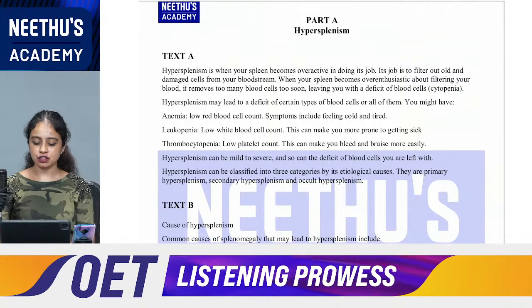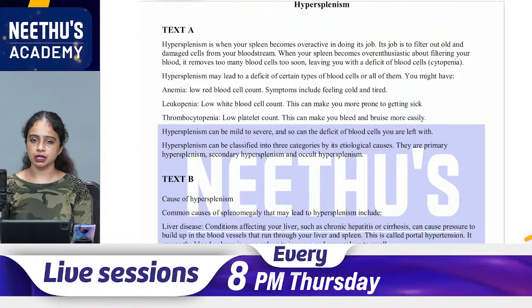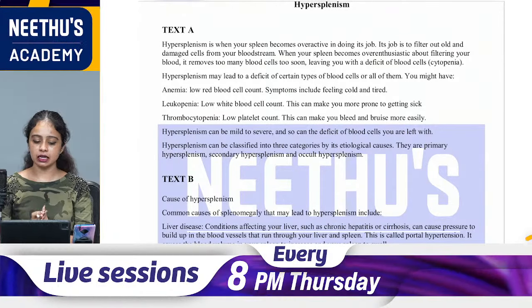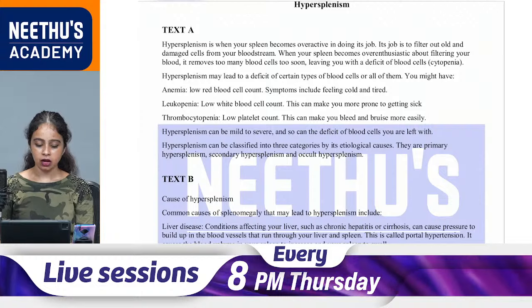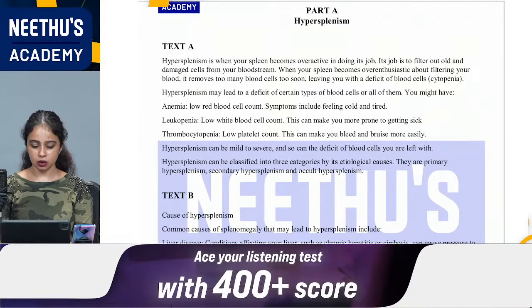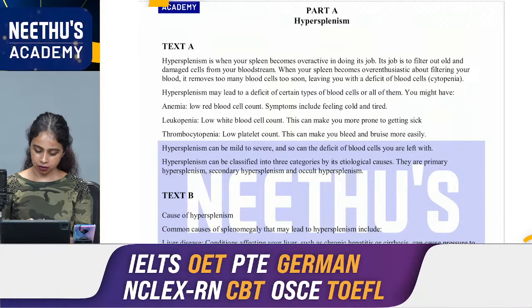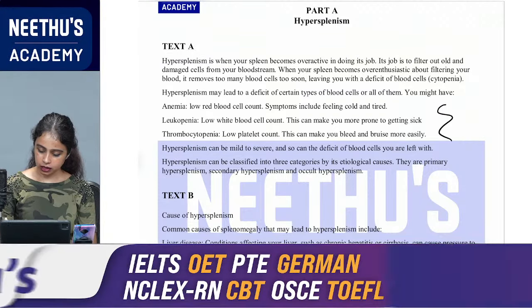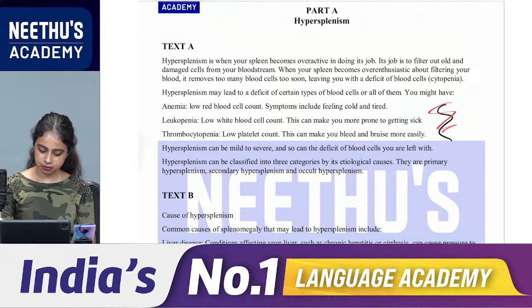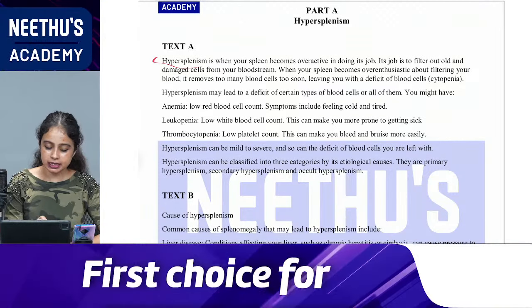Then coming back to part A. So what are the keywords here? So now let's mark the keywords from text A. Okay, so what is the topic? Hypersplenism. Okay, hypersplenism. So I'm just marking the first word, the name of this condition. Okay, yes, hypersplenism.